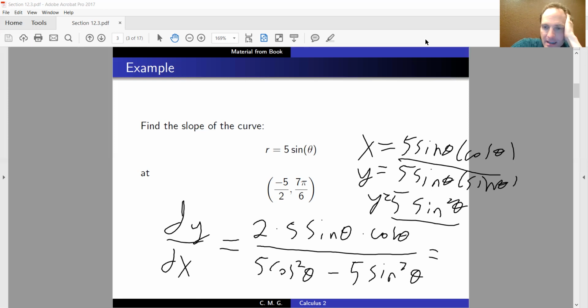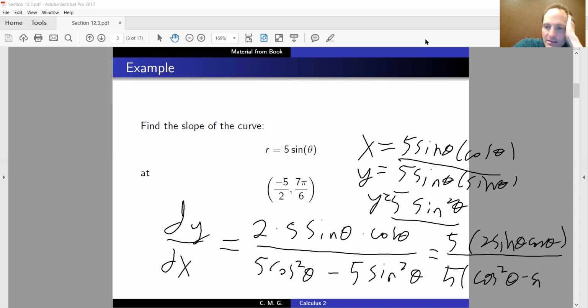So I look at this, the 5s are going to come out of this one, and I get 2 sine theta cosine theta. And then the bottom is just 5 times cosine squared theta minus sine squared theta.